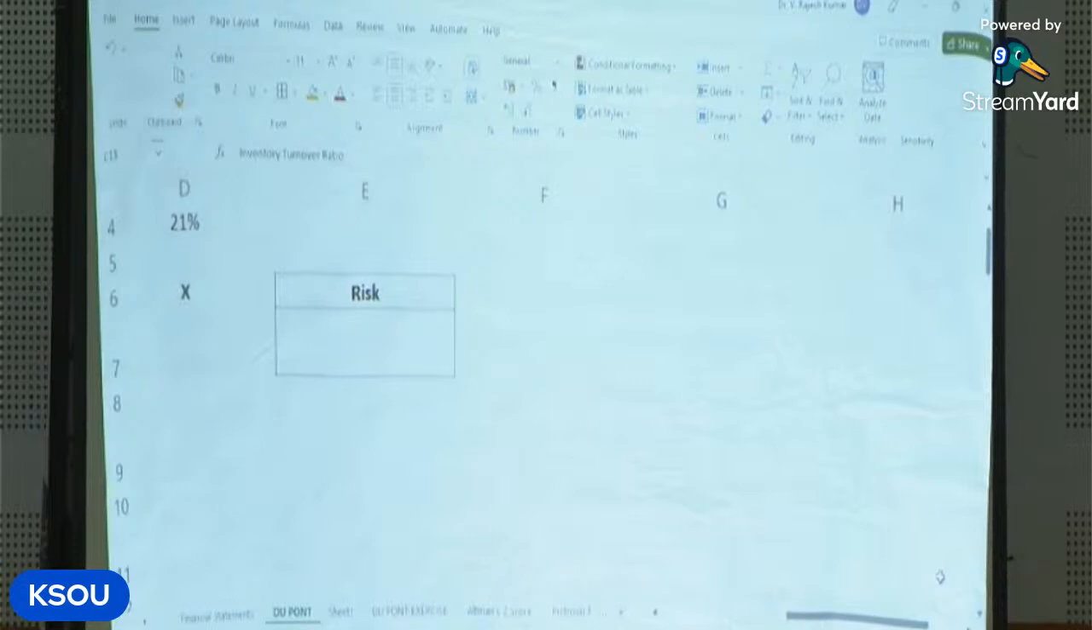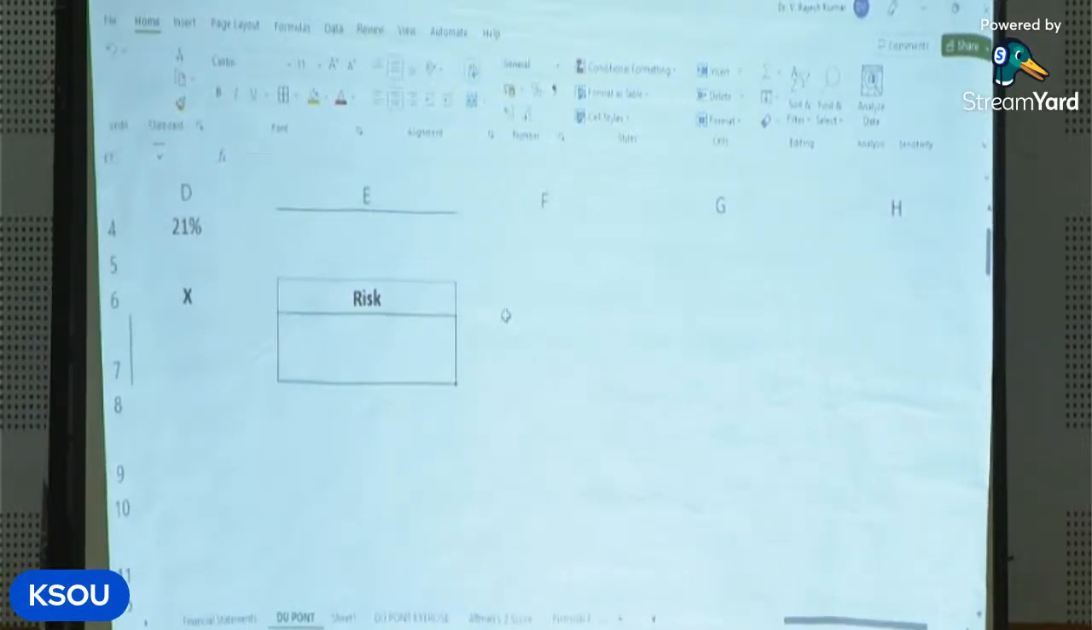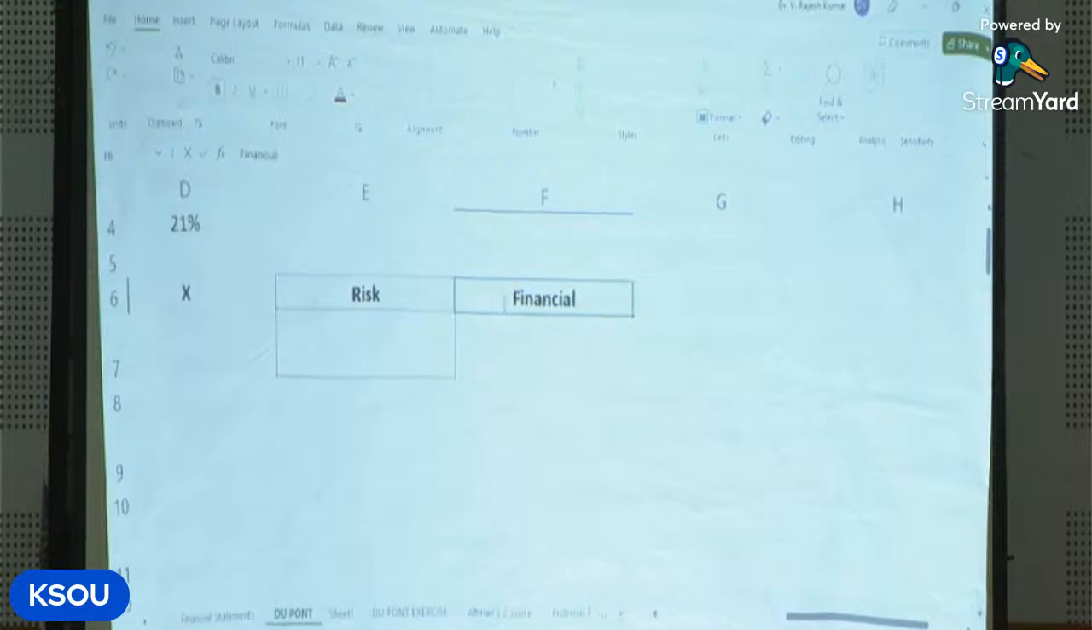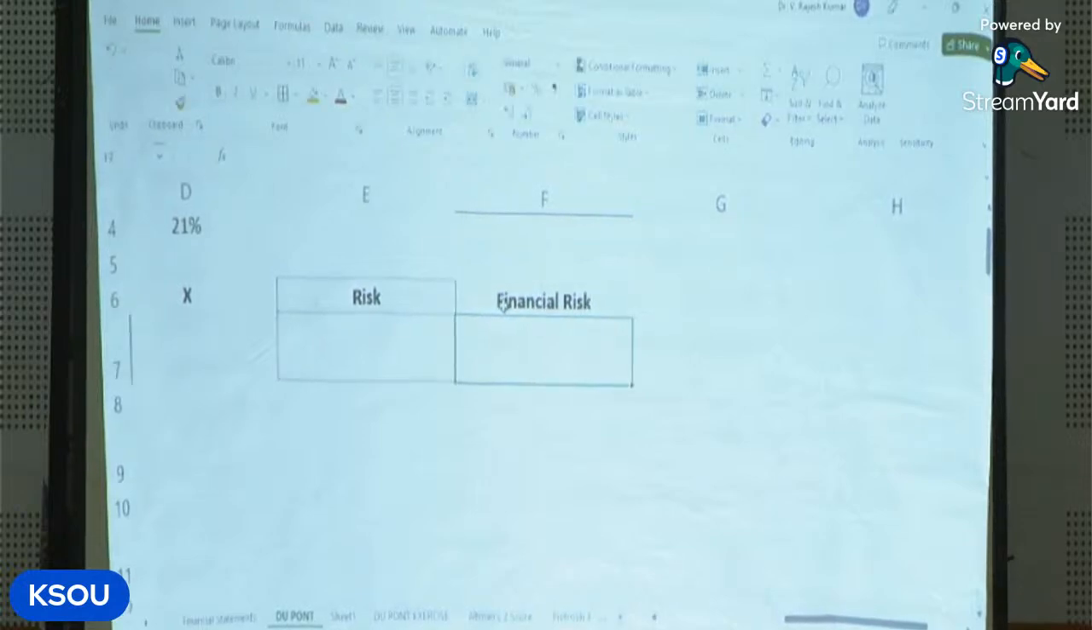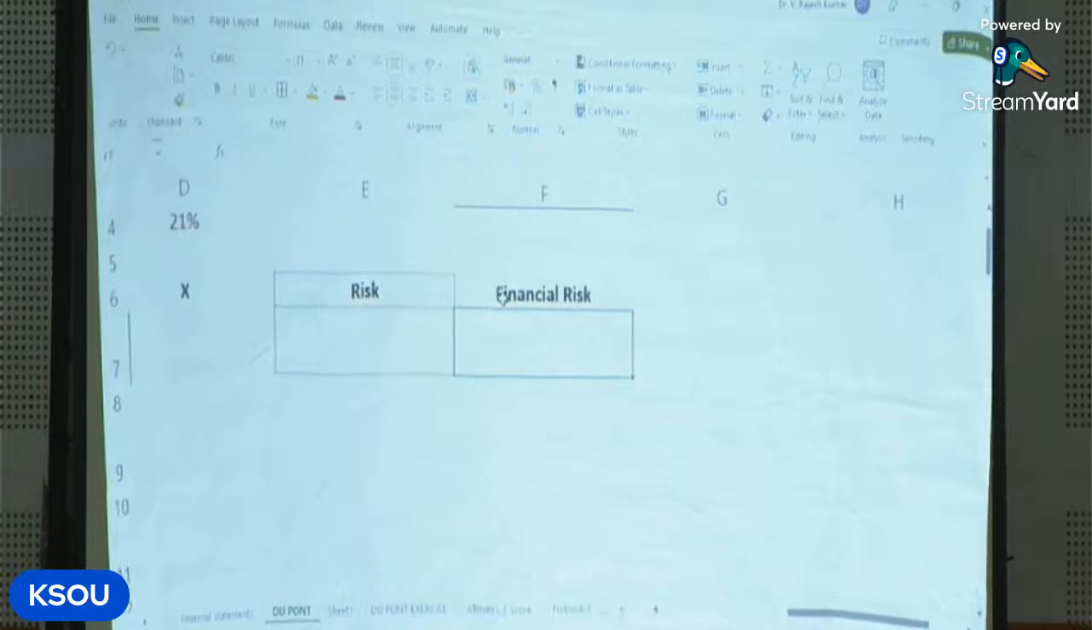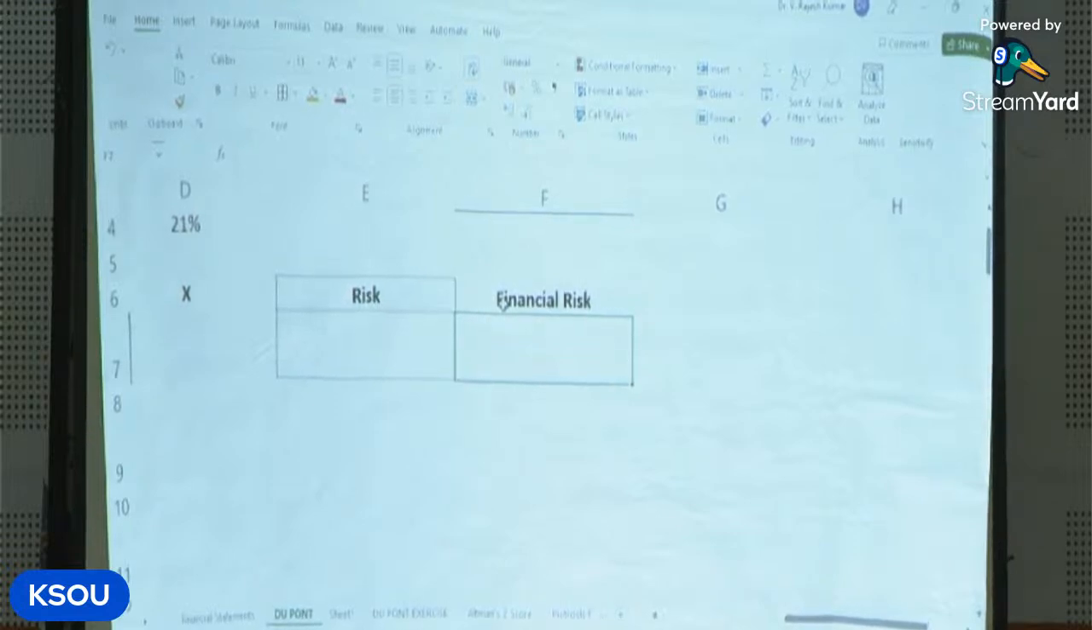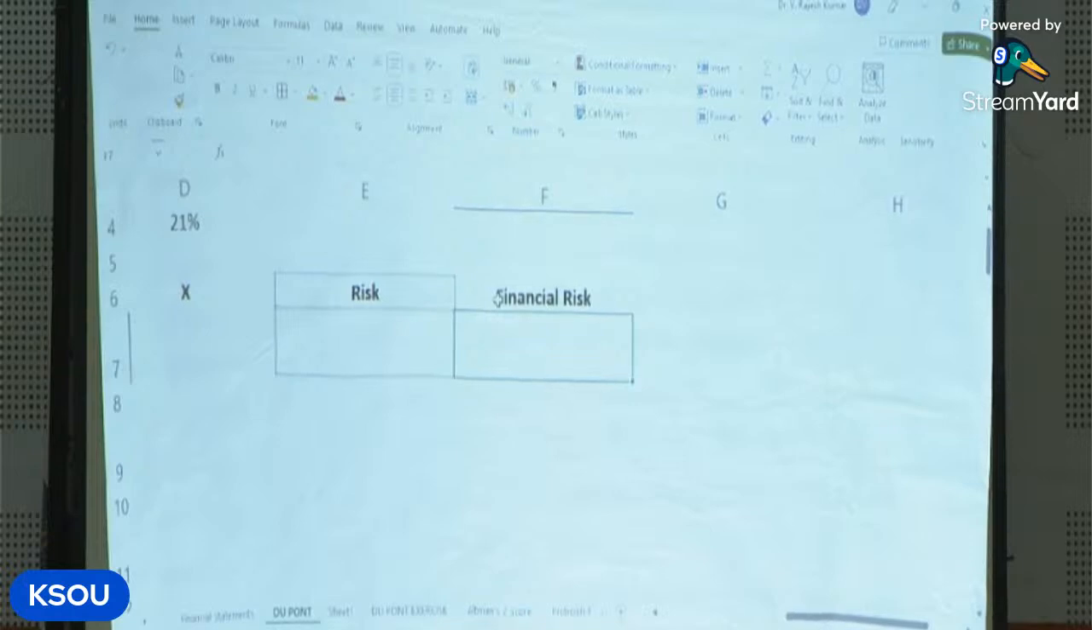The third component, due to which there can be change in ROE, is risk. Now, what risk? Financial risk. So when I say risk, there are many risks a business has, but what risk contributes to change in ROE is financial risk. What do we understand, sir, when I say financial risk? Okay, how we measure it? Okay. But when do we say there is financial risk? When we borrow. Whenever we borrow, we say there is a financial risk.